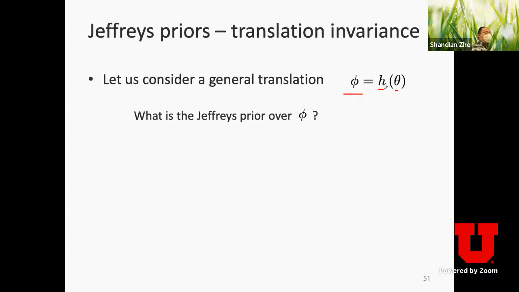So first, we directly construct Jeffrey prior over phi. Right? That means, according to the definition, the Jeffrey prior over phi will be proportional to the square root of the Fisher information with respect to phi. Right? So now we want to construct the connection of this prior to theta.